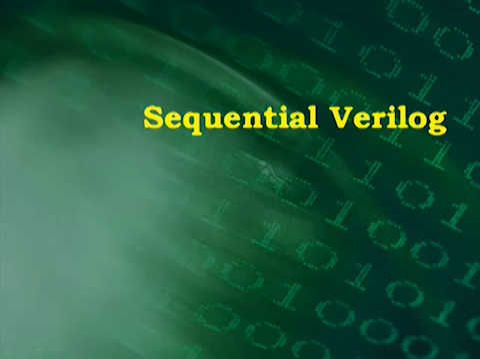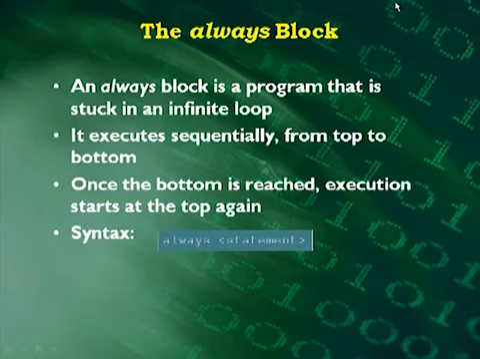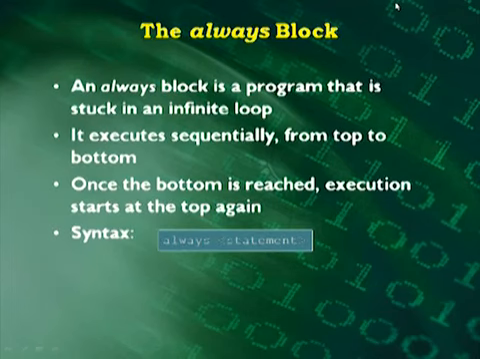So let's talk about sequential Verilog. We're going to talk now about the always block. Okay, an always block is a program that is stuck in an infinite loop. It might seem a little strange at first, but you'll understand why as we go on. And it executes sequentially from top to bottom. Once the bottom is reached, the execution starts at the top again.